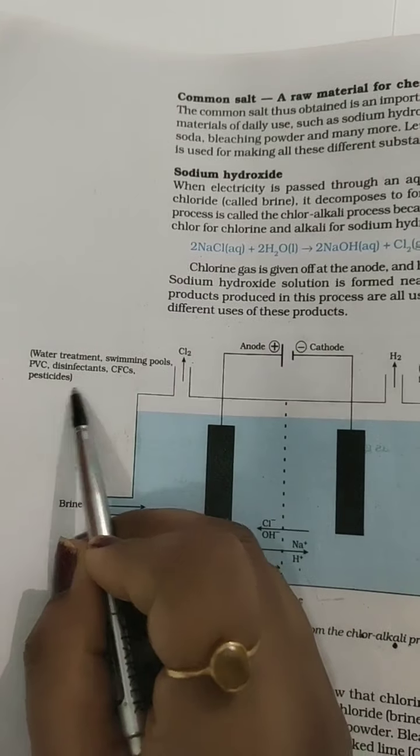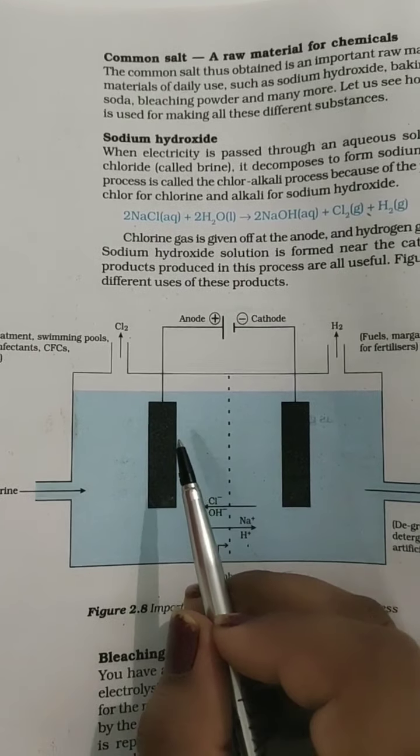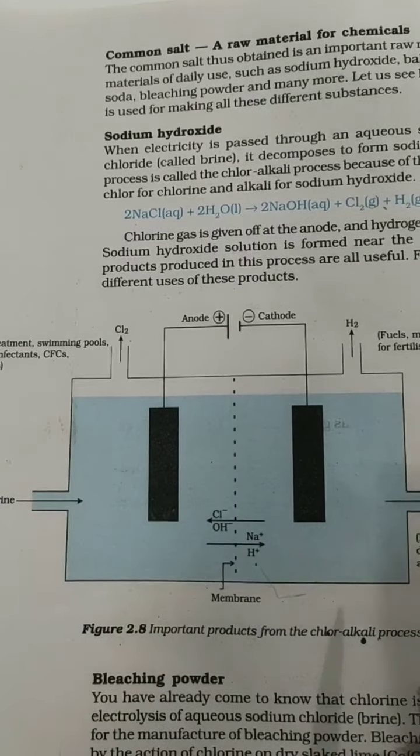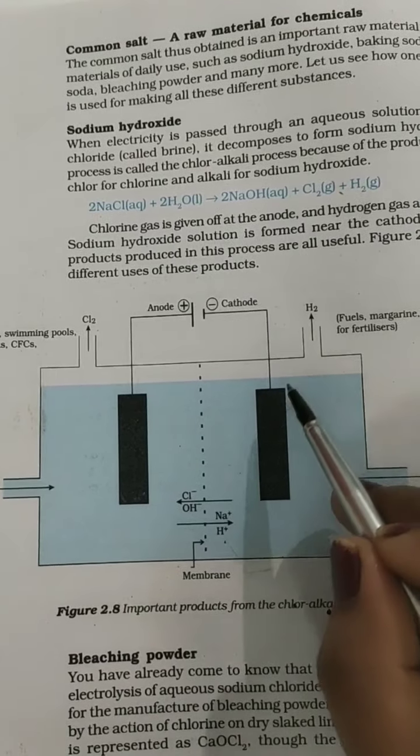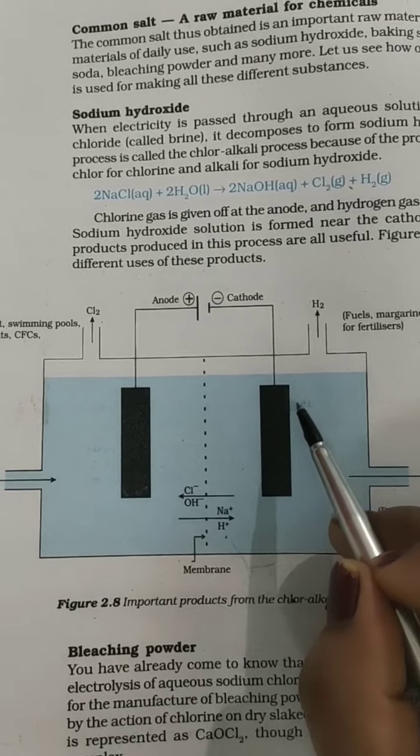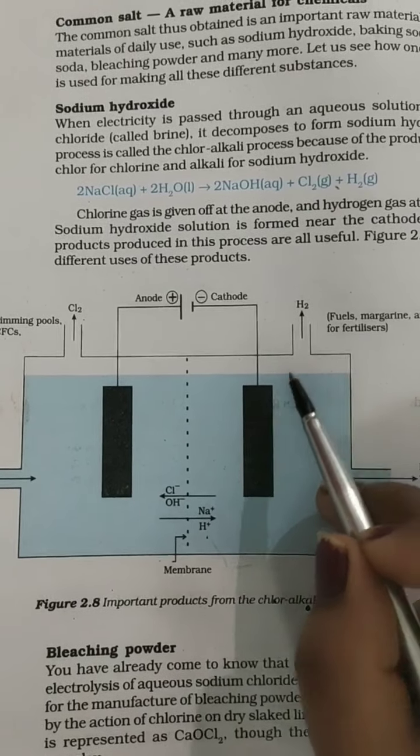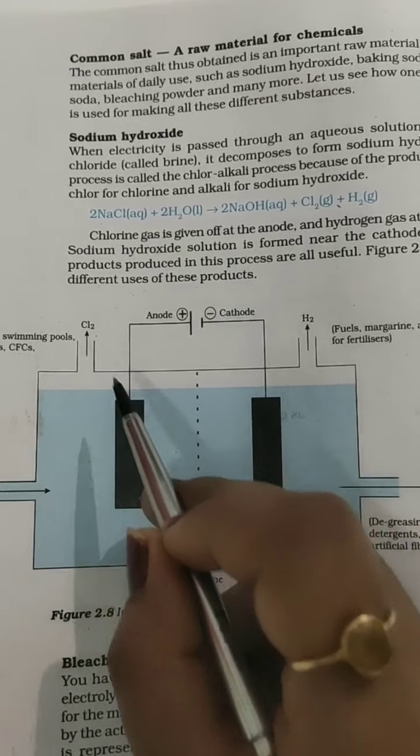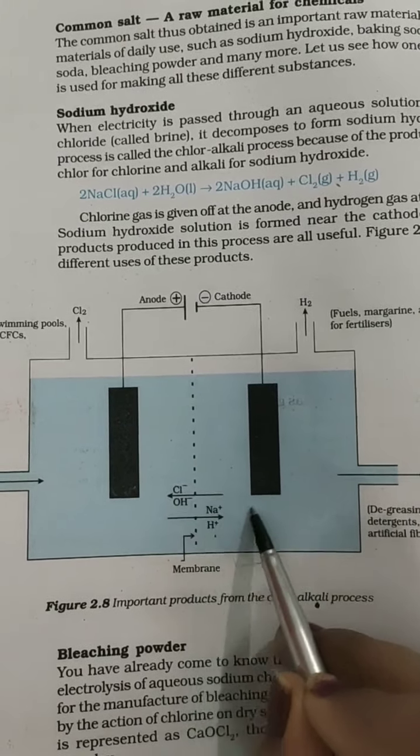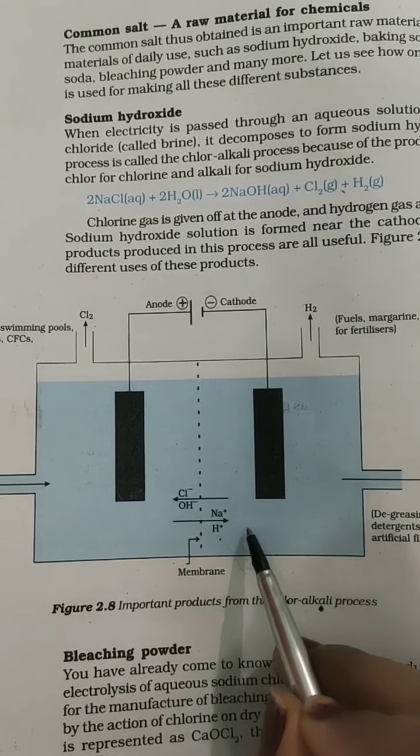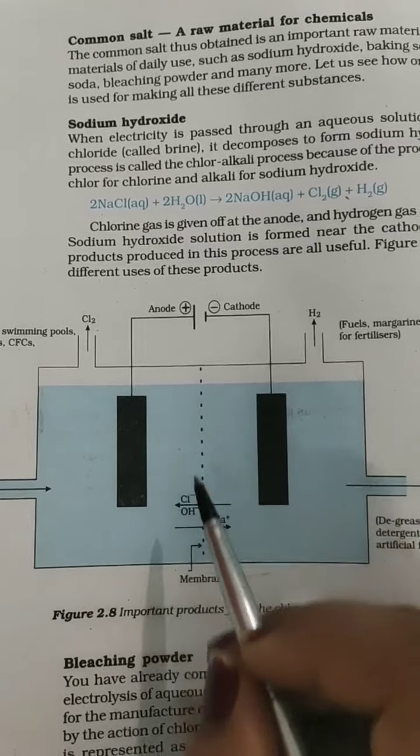Like here it's written, this chlorine gas is obtained from the anode section. Here is an important thing you have to remember always: chlorine gas is obtained from the anode and hydrogen gas is obtained from the cathode. This question is asked a lot of times, where do we get the hydrogen gas from? We get the hydrogen gas from the cathode and chlorine gas from the anode, and the sodium hydroxide is formed near the cathode. It is obtained from the compartment near the cathode, as a solution of sodium hydroxide.